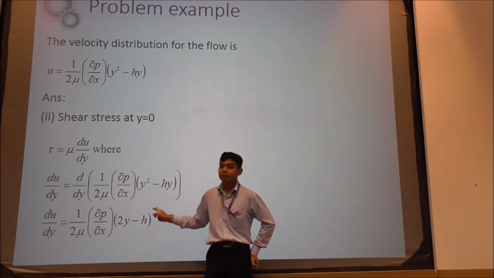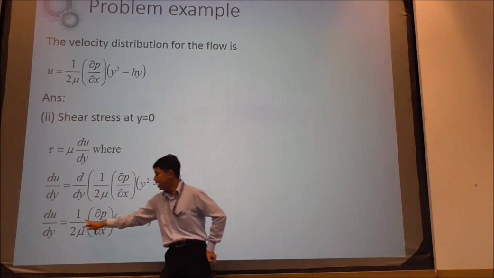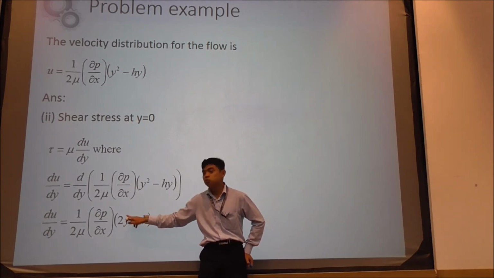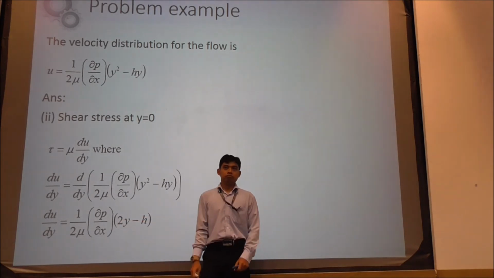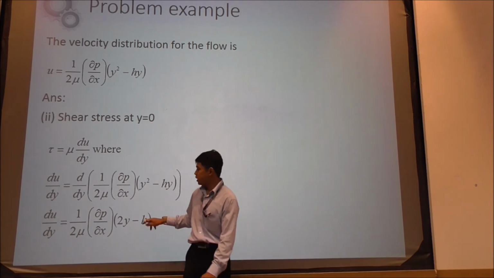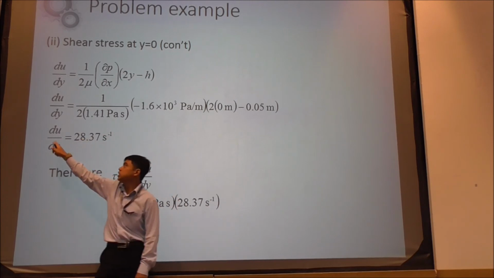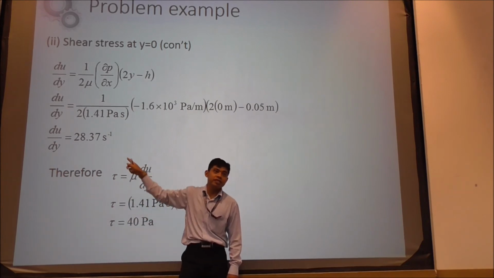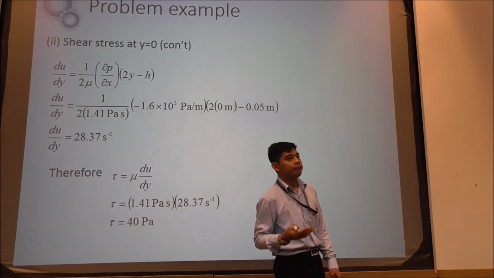Any question about that? You have your mu, you have your u, so you take the derivative of u with respect to y, which means you will end up having this one. Now you plug in. This y is 0, so this one is 0, h is 5. So it becomes negative 5, you plug in, you get du dy is this one. Remember, this one is still du dy. You still have mu, so you need to multiply it with mu. If you do that, you will get tau equal to 40 Pascal.